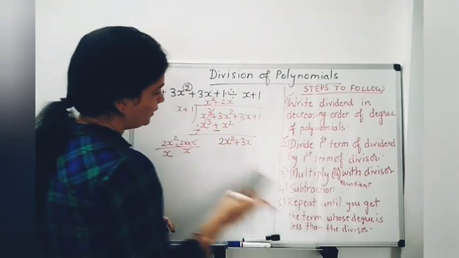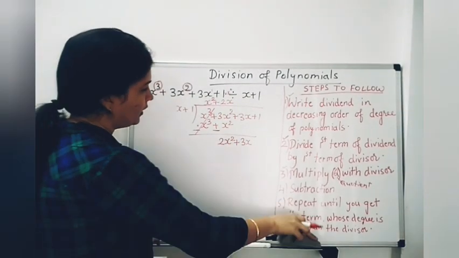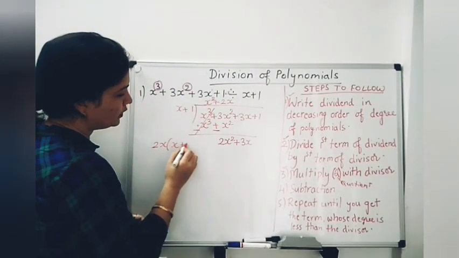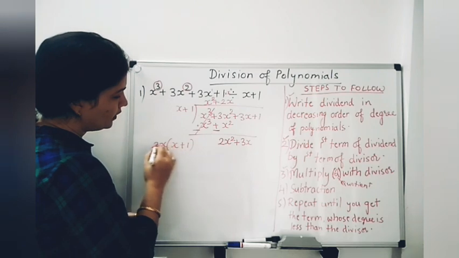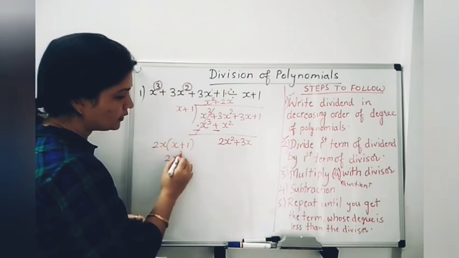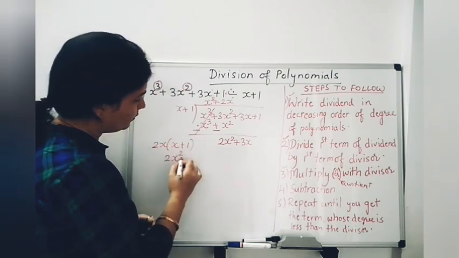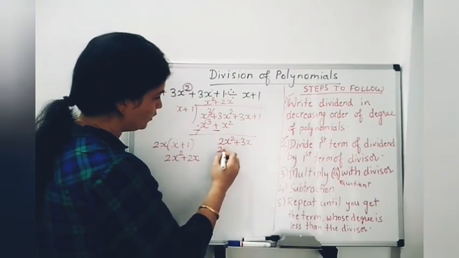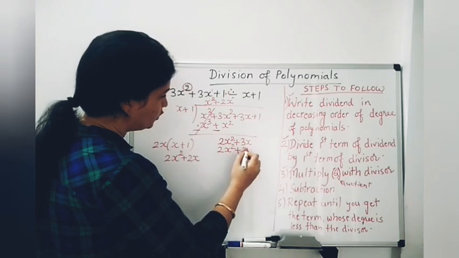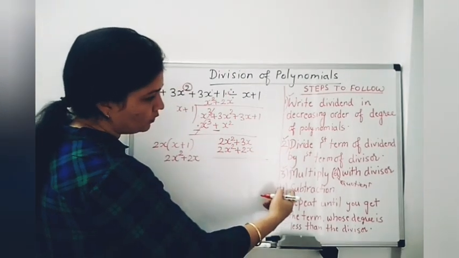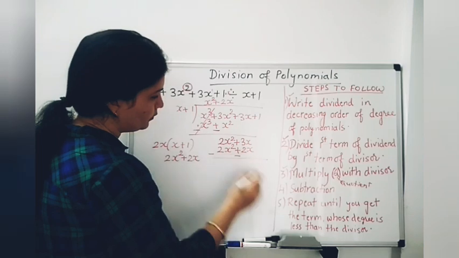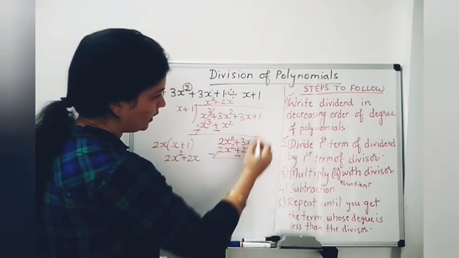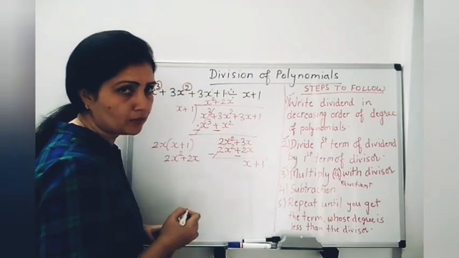Now according to the third step, we need to multiply this quotient by the divisor. So 2x will be multiplied by x plus 1. 2x multiplied by x will give you 2x square, and 1 multiplied by 2x will give you 2x. Now we write it here, 2x square plus 2x. Now the fourth step, subtraction. So here it will be cut, you will get x, and the last term x plus 1 comes down.